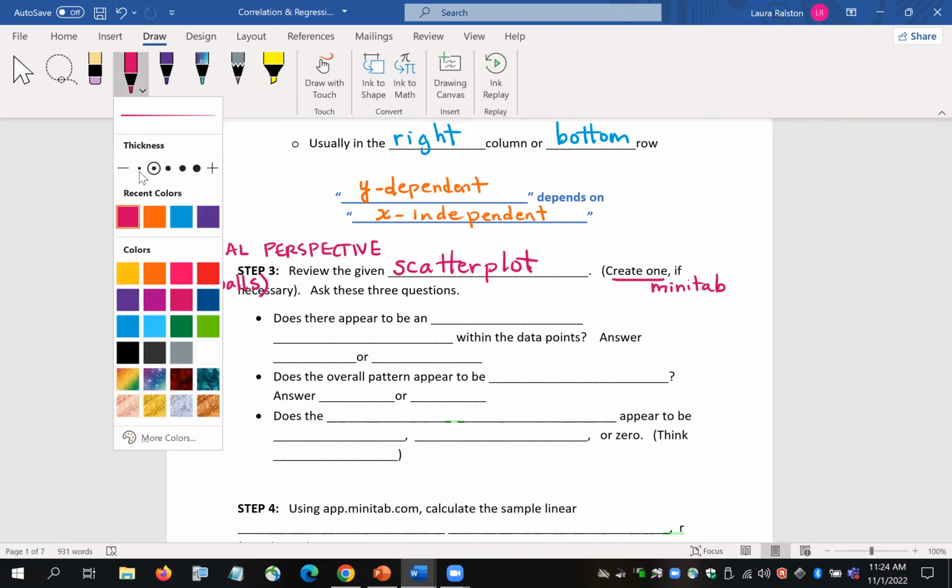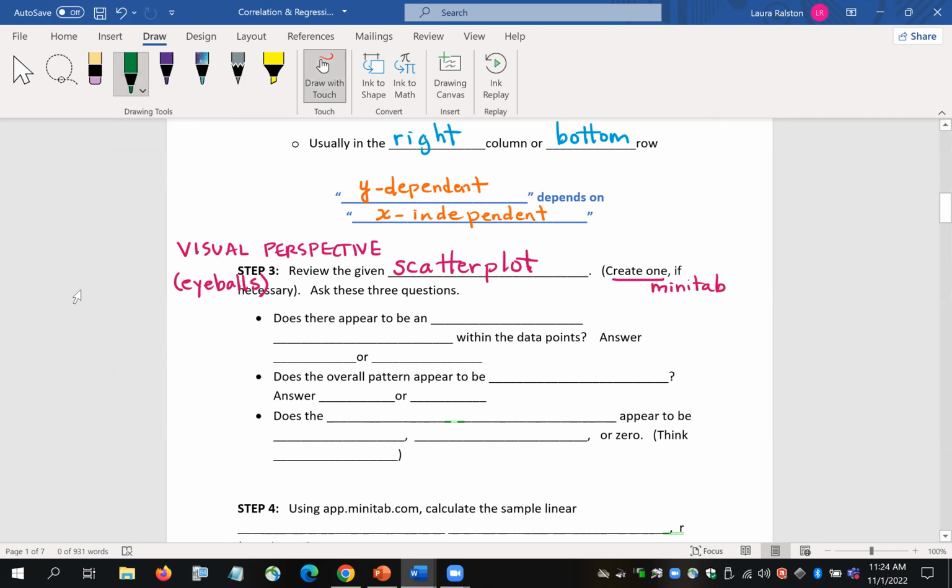But once we have that graph created, we want to ask ourselves 3 questions. Does there appear to be an overall pattern within the data points? And you're either going to say, yes, there appears to be a pattern, or no, there does not appear to be a pattern.